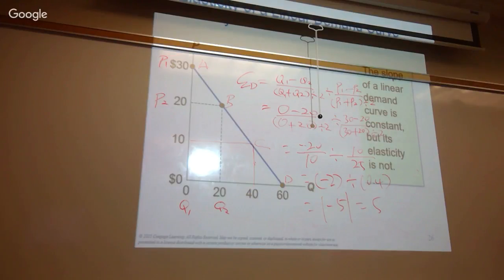So, do you want to find B and C, and C and D? We have the P1 and P2 in place. For B and C, the prices will be 20 and 10, and the quantities will be 20 and 40. So the price and quantity will change according to which point on the curve. Give me a couple of minutes.